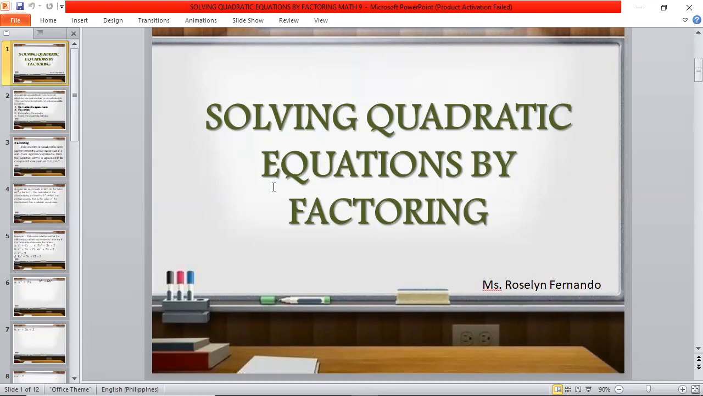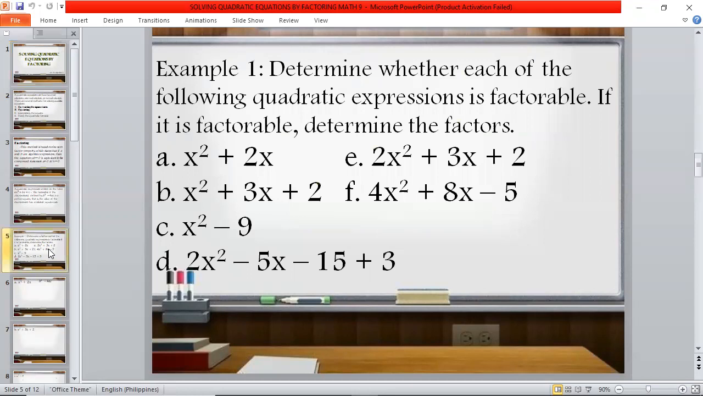And also class, if the discriminant is a perfect square, then we can say that the expression is factorable. If the discriminant is not a perfect square, then we can say that that expression is not factorable. Okay, ma'am, how? I will give you some examples to determine whether that quadratic expression is factorable or not. First we need to determine the discriminant of the expression.